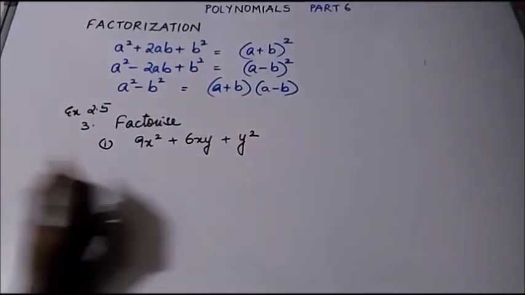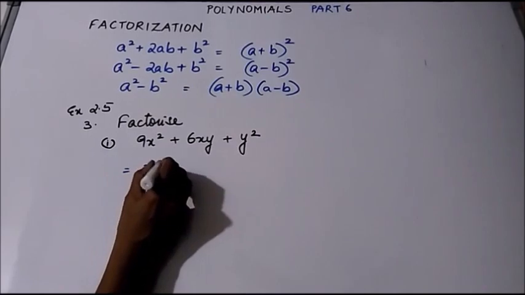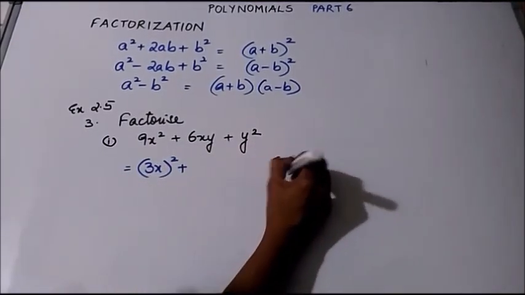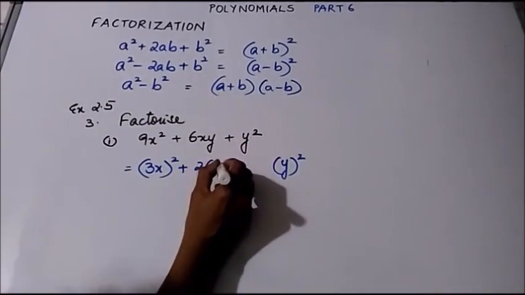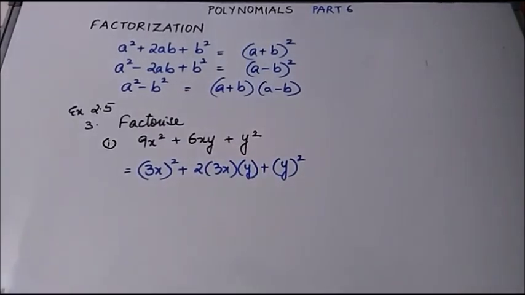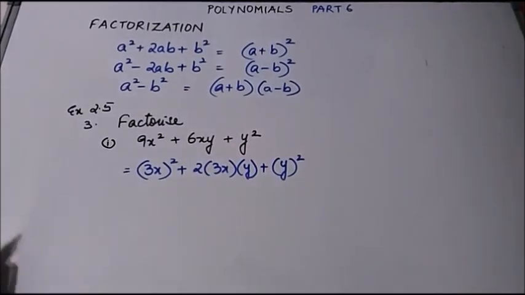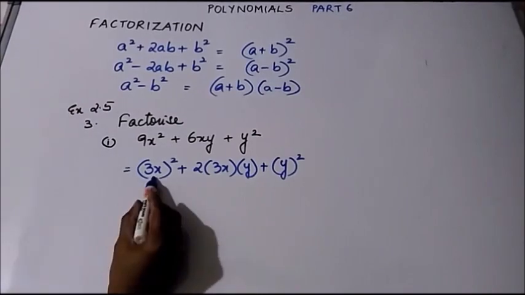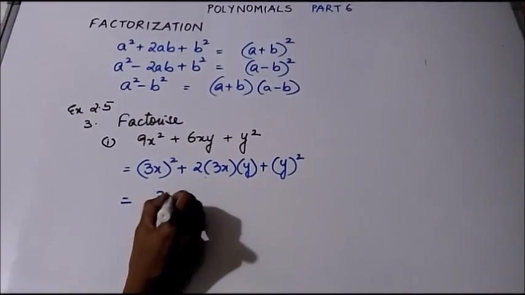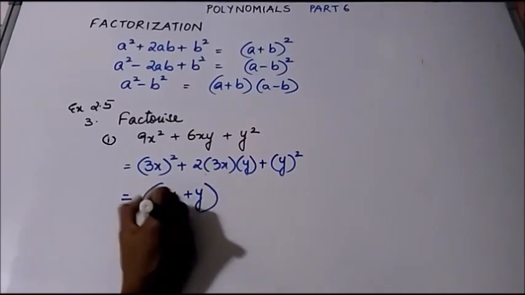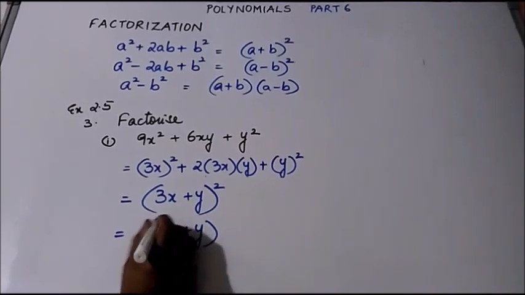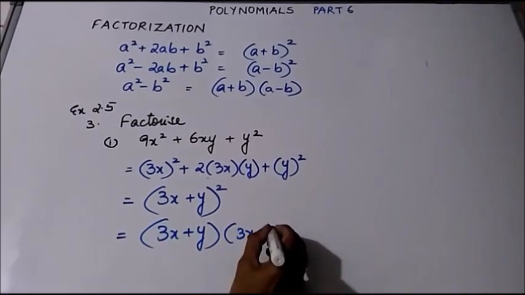Now this can be written as 3x the whole square plus y the whole square plus 2 into 3x into y. Now which identity should we use? We will use the first one, that is a square plus b square plus 2ab is equal to a plus b the whole square. This can be further written as 3x plus y into 3x plus y.